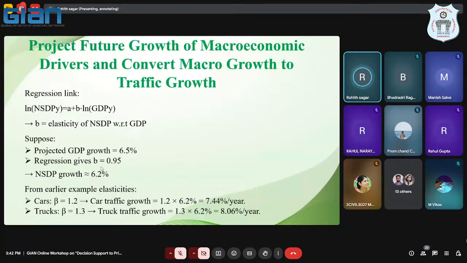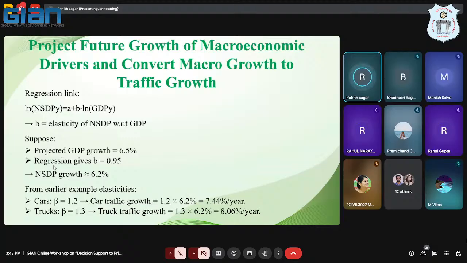If we take an example here, what we got here is the projected GDP rate. If we assume it as 6.5%, and the elasticity we got from the regression was 0.95, when we multiply those both, the NSDP growth rate will be 6.2%. This should also be done for different vehicle classes. It should be different for car, different for truck, and different for buses. For each individual vehicle class, it should be different.